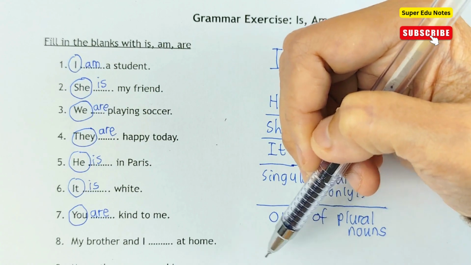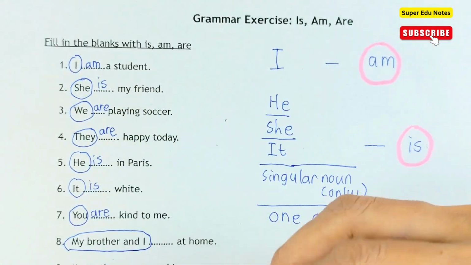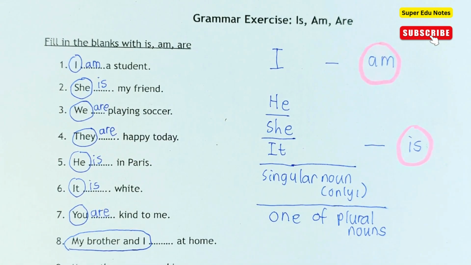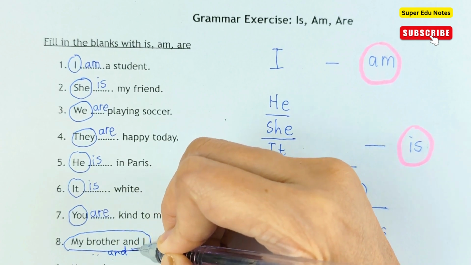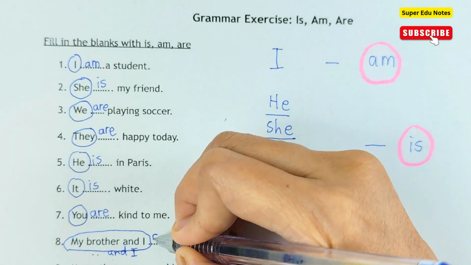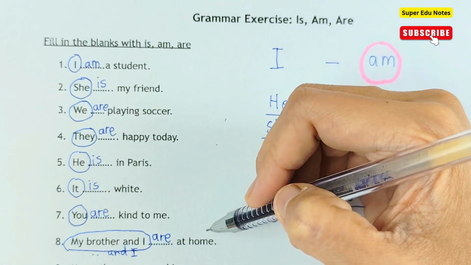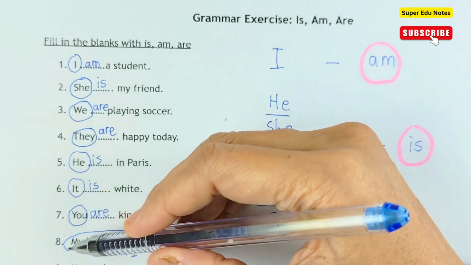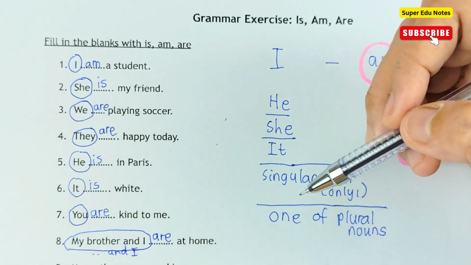Number 8, my brother and I blank at home. What is the subject? My brother and I. This is like this example, blah blah blah and I. We have to use are. My brother and I are at home. We don't focus on I because there are 2 people here. So we have to use are.